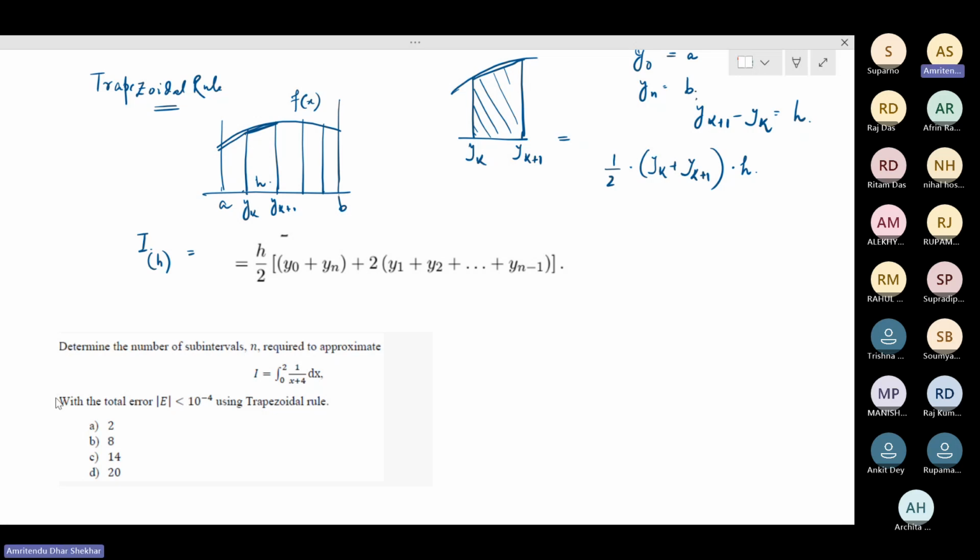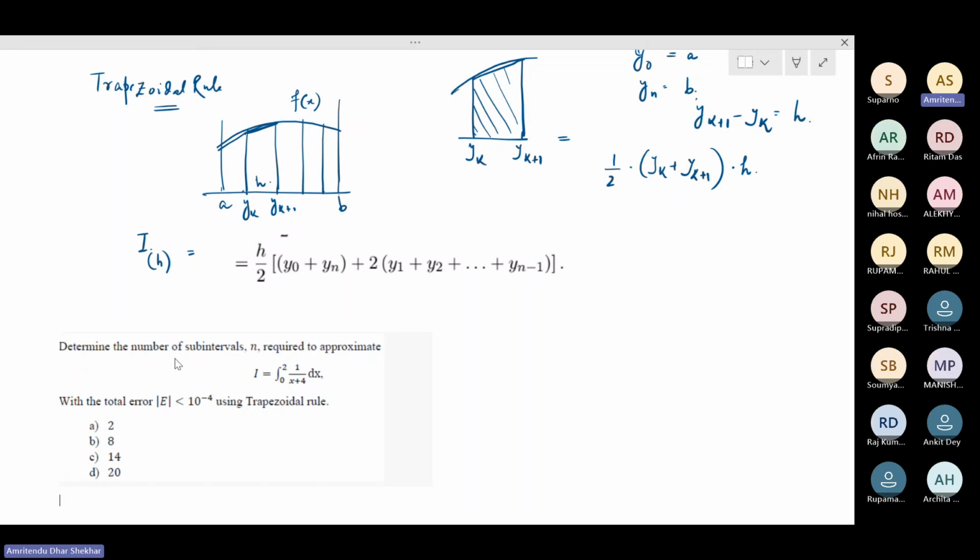As we said, the smaller the size of h, the greater the closeness to the original value. So here the question is how small should you make your h? The smaller the h, the more subintervals there are, so that you incur a small total error of less than 10 to the power minus 4.